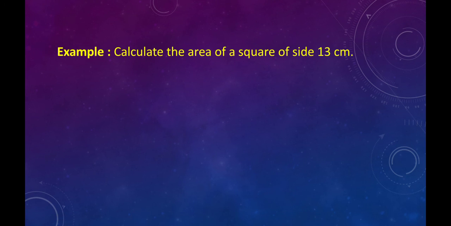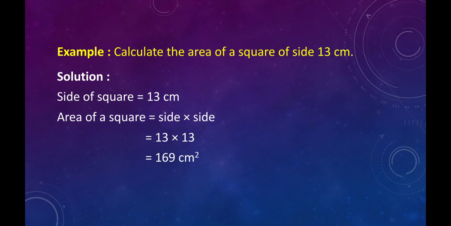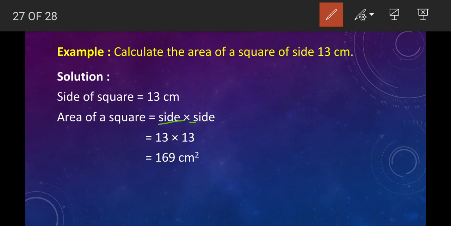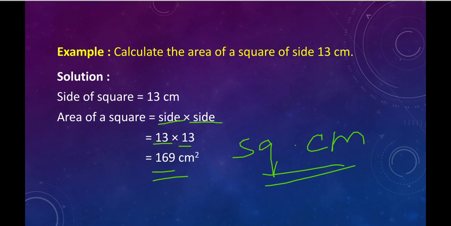So here is an example. Calculate the area of the square of side 13 centimeter. We are given that side of the square is 13 centimeter. So area of square equals side multiplied by side, that is 13 multiplied by 13, that equals 169 centimeter square, or you can write square centimeter. Whichever way, you can use the unit.